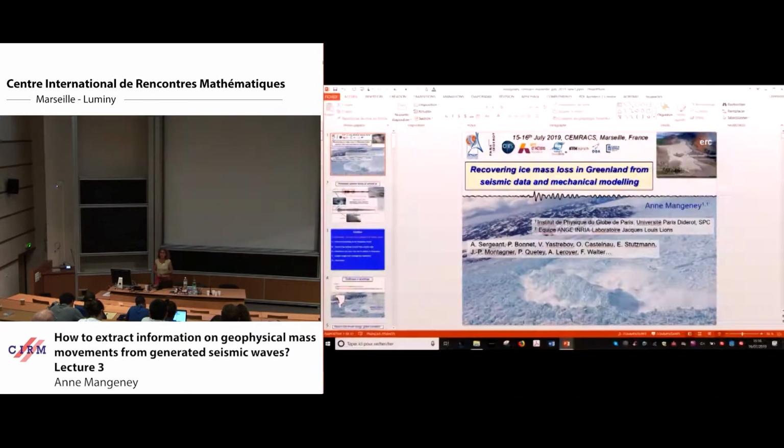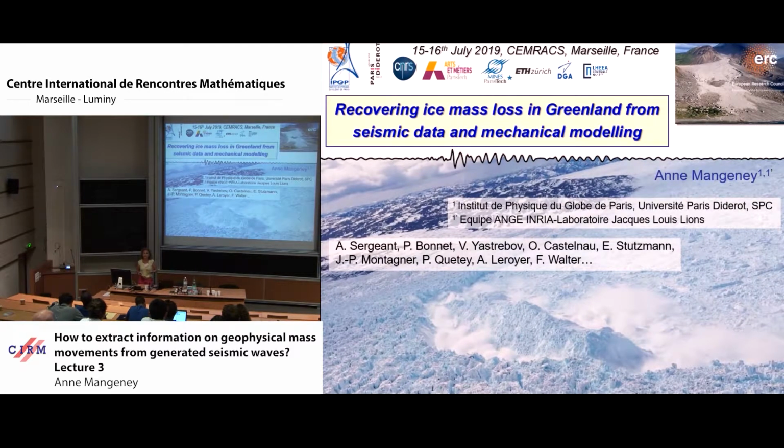But the method is very similar to what I showed you for landslide. And here we go to Greenland. We go from landslide to Greenland here, and we will study the seismic waves generated by a different motion, which is when an iceberg is calving, it rotates against the glacier terminus, generates seismic waves that can be recorded again at hundreds of kilometers from the source. And what we want to do is to use this signal to recover the volume of the icebergs and to follow the ice mass loss in Greenland just using seismic data.